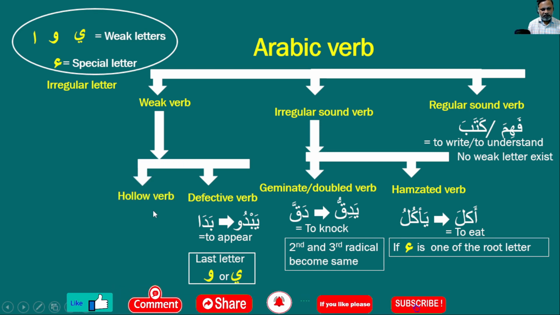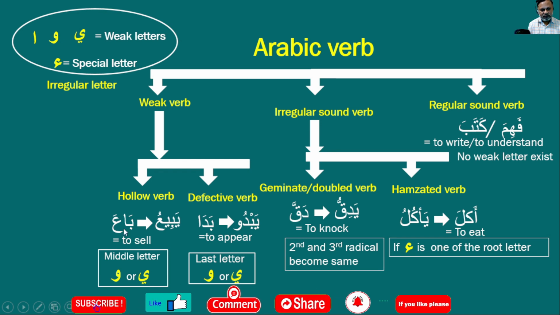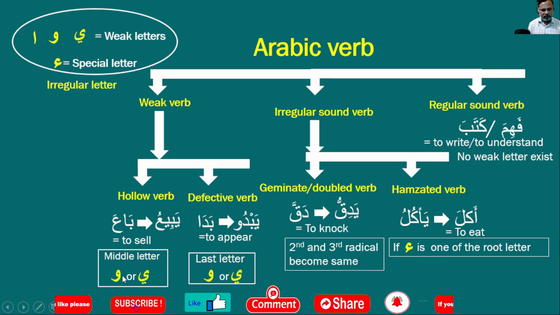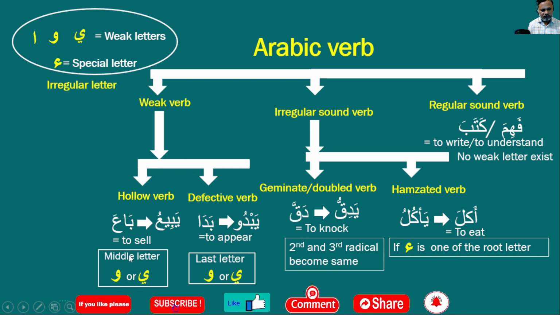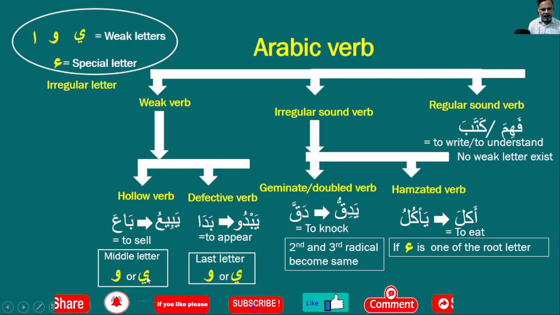The second group is the hollow verb. Like ba'a, which means to sell. The middle letter is wa or ya, but it is showing alif, but it is actually ya.